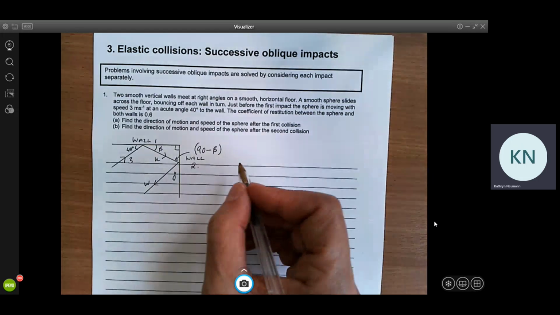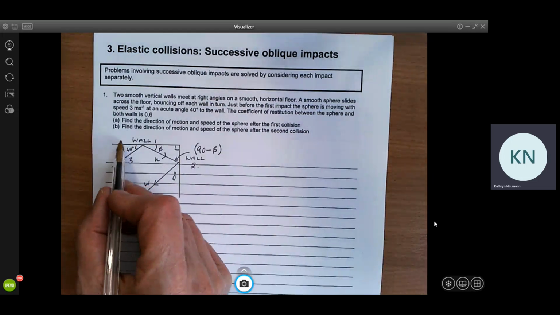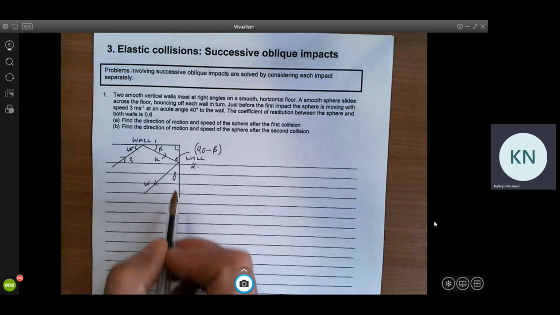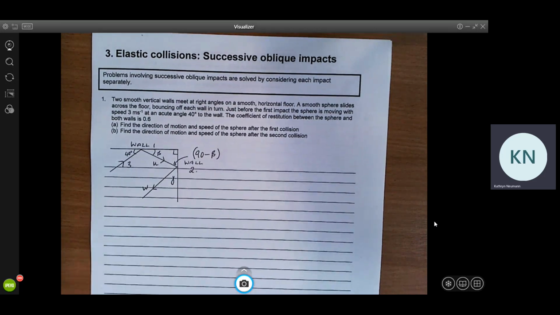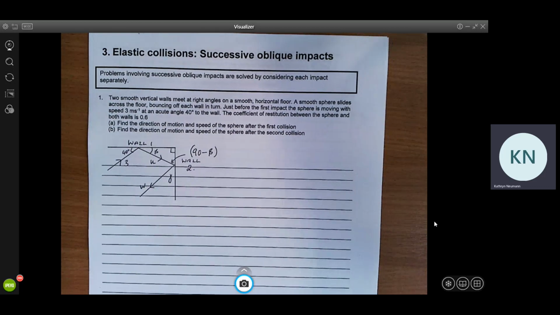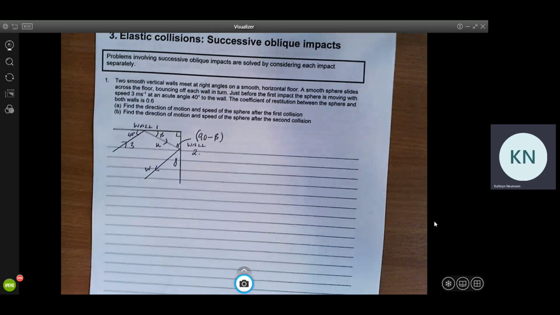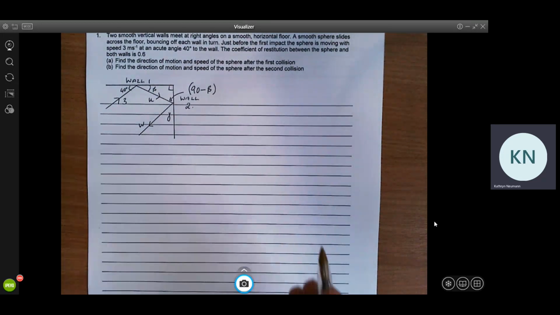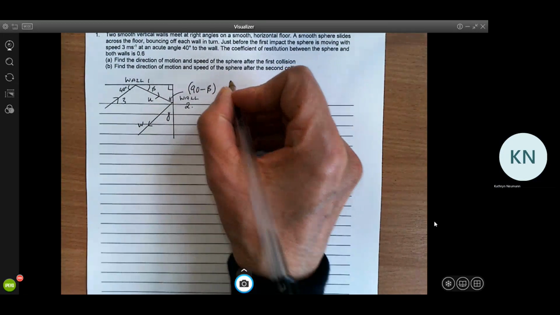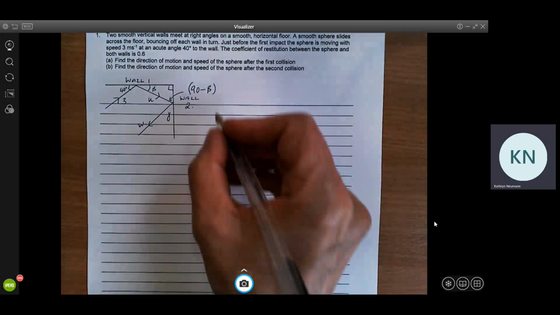We're told that e is 0.6 between the sphere and both walls, wall 1 and wall 2. So we're going to look at each collision and see what's happening. We're going to get a lot of equations. We need to be very careful in our working. So let's have a look at how we can solve this problem. So for the first collision, we do need all the space for this example.